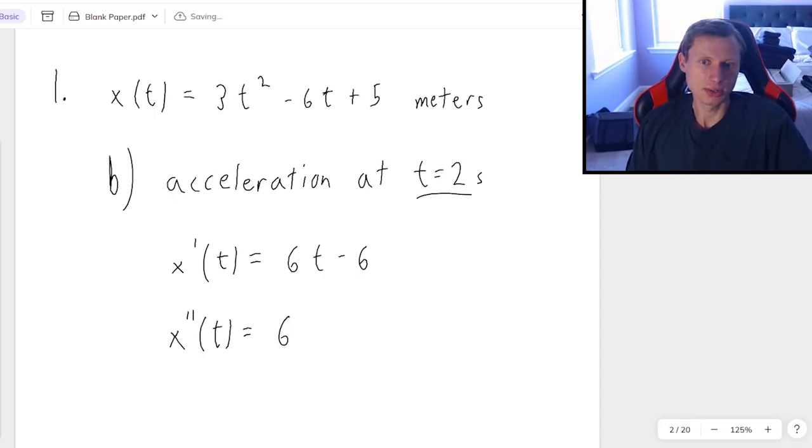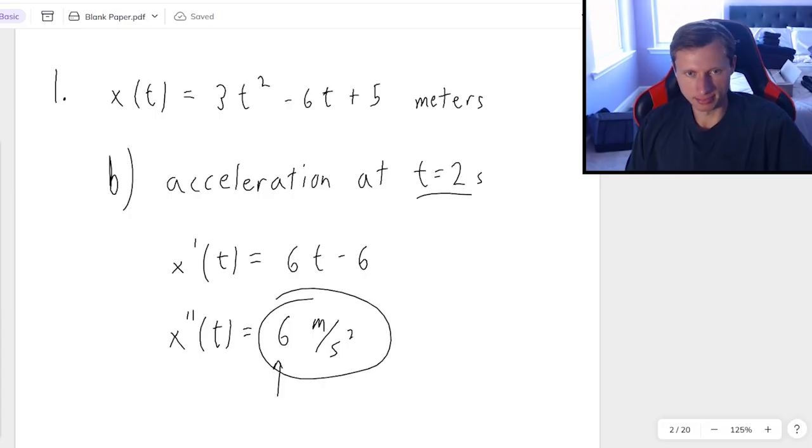And the answer is you're not. It's kind of a trick question. Because there's no t, the answer is 6. The acceleration is 6 everywhere, at every time. Whether t is 2, 5, 10, whatever, the acceleration is always 6, and the units are just going to be meters per second squared for acceleration. And so that's the answer for this one.